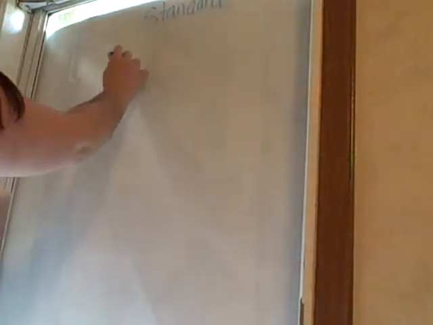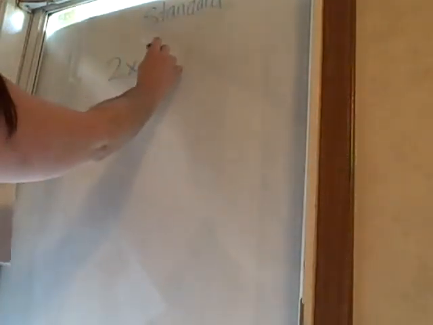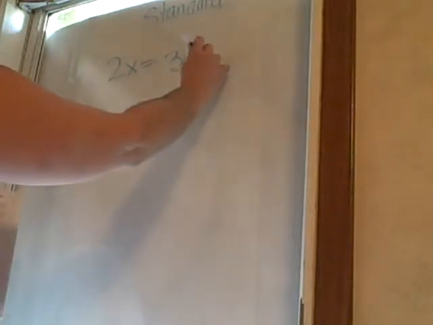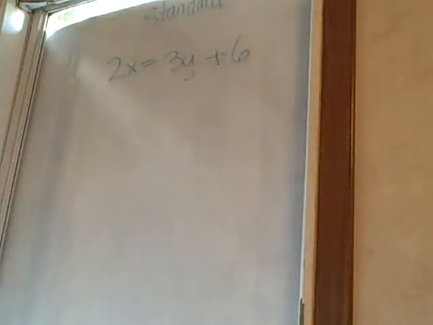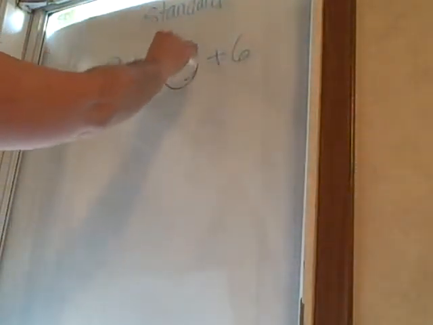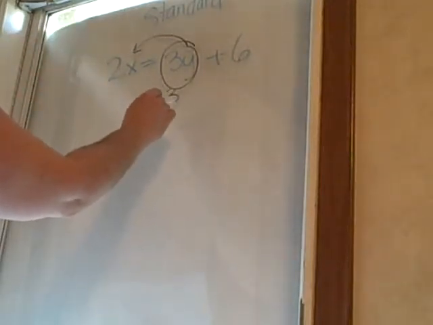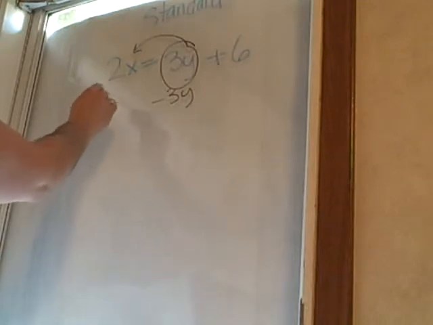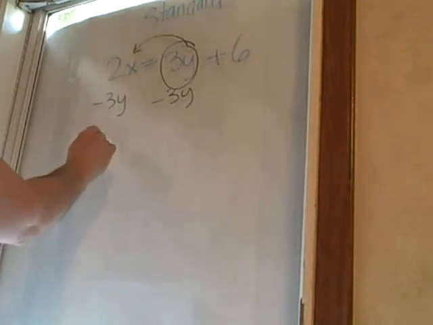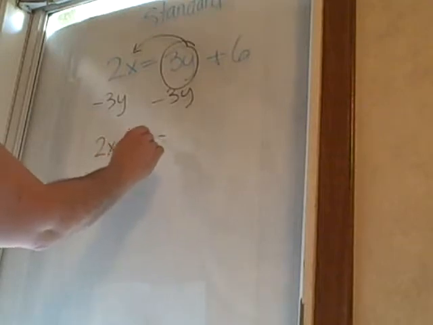2x equals 3y plus 6. Well, as I stated earlier, if you get something that is not in standard form, you must first put it in standard form. This is not in standard form because the x and the y are not on the same side of the equal sign. So I have to take this 3y first of all and put it to the other side. How do I do that? By making it a negative 3y. And I then get 2x minus 3y is equal to 6.